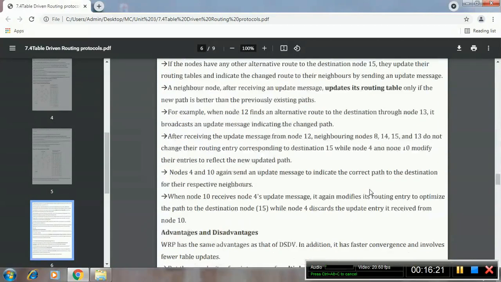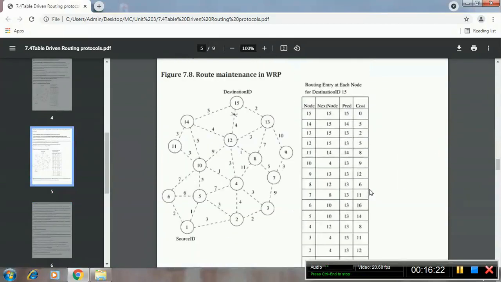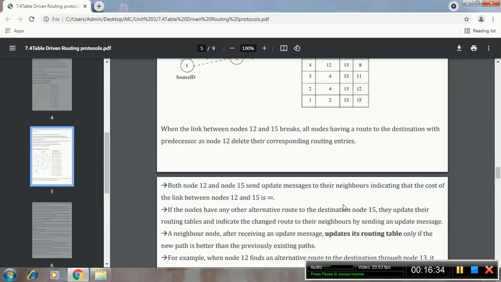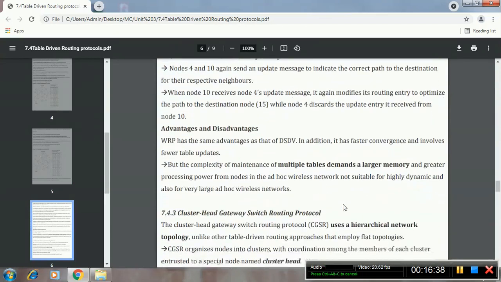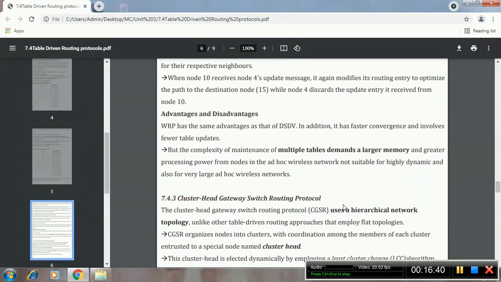When the link break happened between 12 and 15, we have now considered a new predecessor value, that is 13. Whereas in DSDV we allotted an infinity value when there was a link break. So that was one alternative updation that was there in WRP.